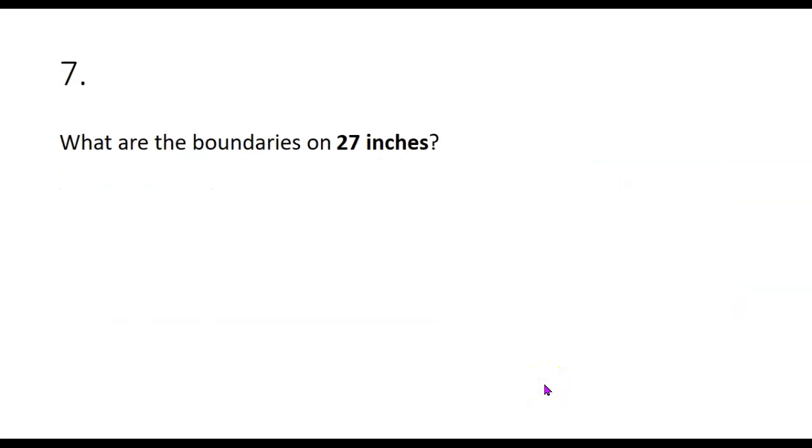Number 7, what are the boundaries on 27 inches? Remember, boundaries always end in a digit of 5. And in this case, they would be 26.5 to 27.5 inches. So that's from 26.5 to 27.5. Anything between those two numbers, if you round it to the nearest whole number, would be 27.